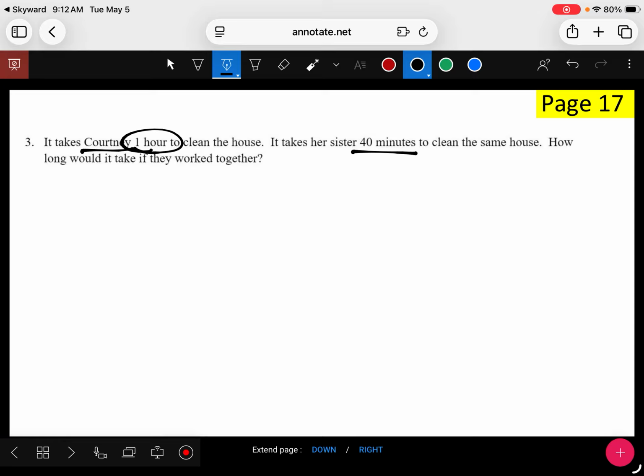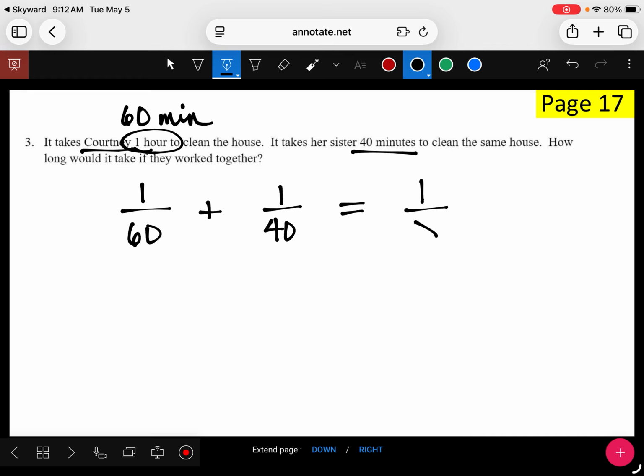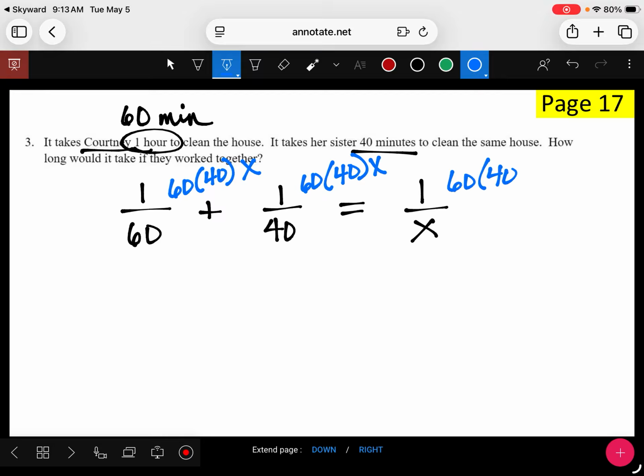How many minutes are in an hour? Okay. So we got 1 over 60 plus 1 over 40 equals 1 over x. Go ahead and solve it out. So it'd be like 2/3 or 0.67.